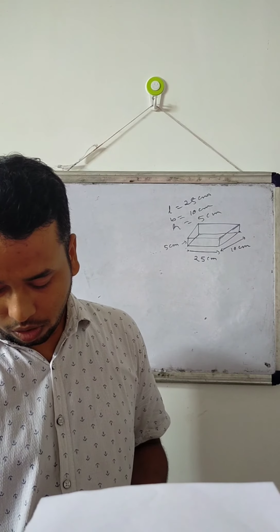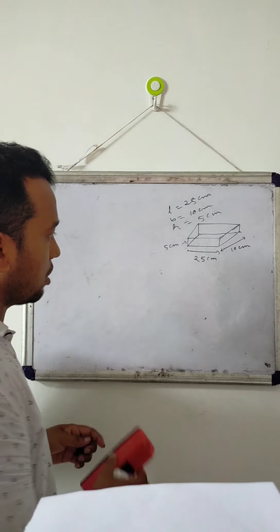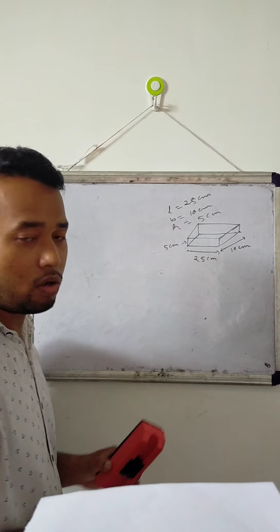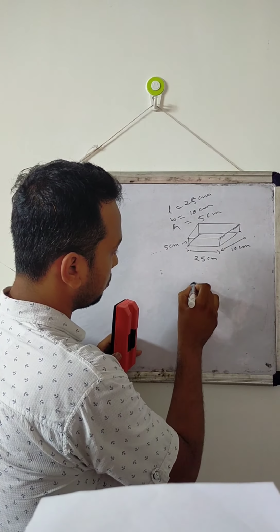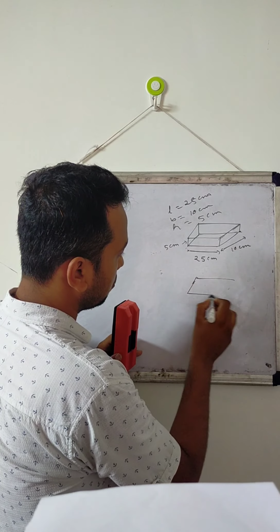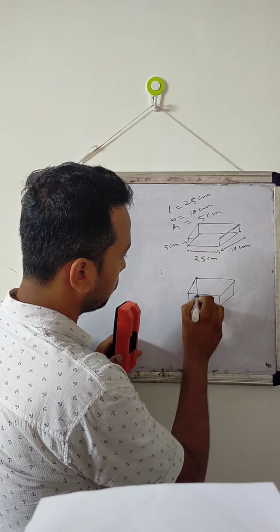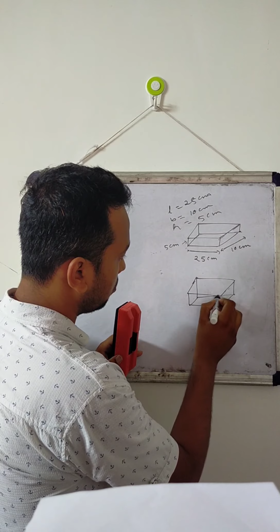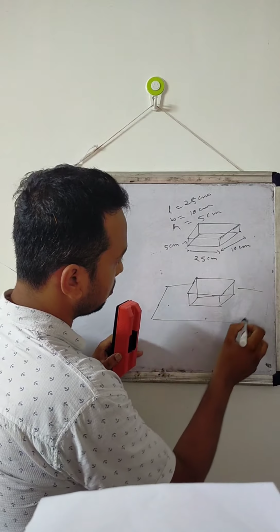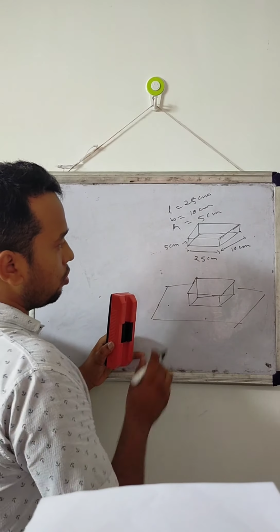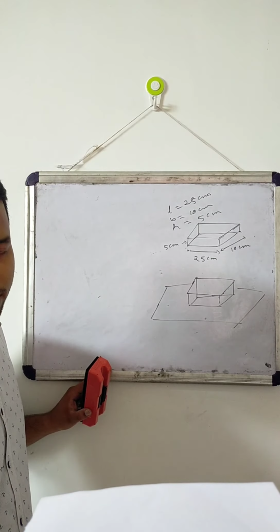Now we place this block on a surface. Now we need to calculate the pressure when we place the block on a surface. Suppose like this. This is our block, brick. We place it on a surface. So what will be the pressure on the surface?